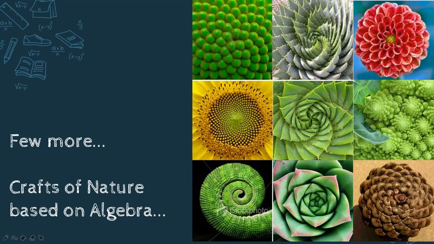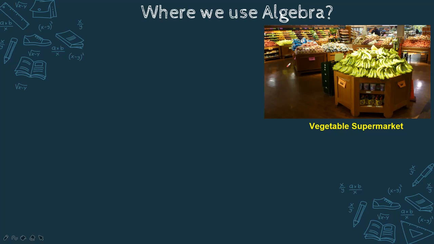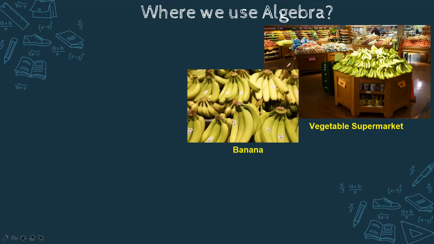Now the next question comes, okay, this is fine, nature is crafting, but where do we use algebra? Let's understand that. Suppose you went to the vegetable supermarket and you would like to buy bananas. What is the first question you will ask? What is the per kg banana price? Let's say that price is P rupees per kg. It can be 20 rupees per kg, 50 rupees per kg, anything. I have assumed that it is nothing but a P, some number. It can vary from supermarket to supermarket.